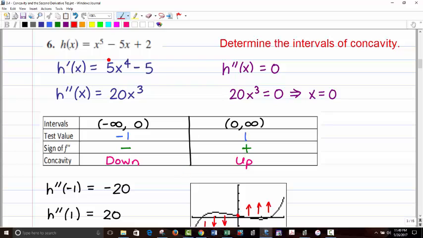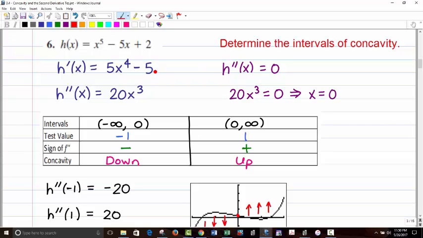So let's start with this one. We're going to determine the intervals of concavity, and I'm going to use open intervals again, just like I did for the first derivative. We have h of x equals x to the 5th minus 5x plus 2. We take the derivative. That gives us 5x to the 4th minus 5. But now we need the second derivative. So the derivative of that will be 20x cubed.